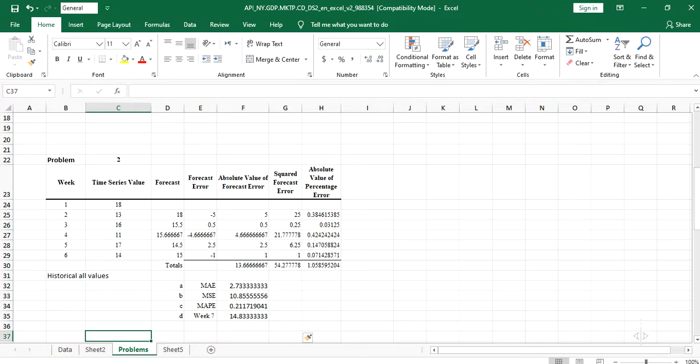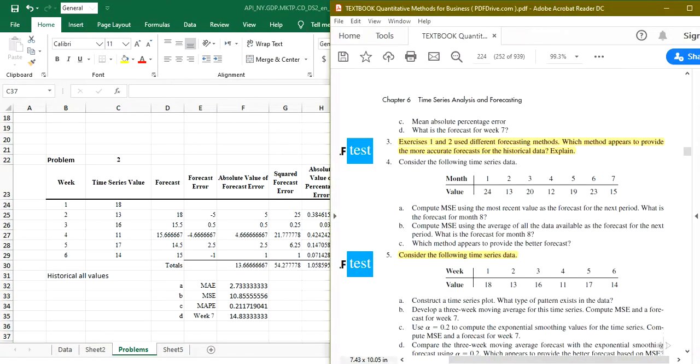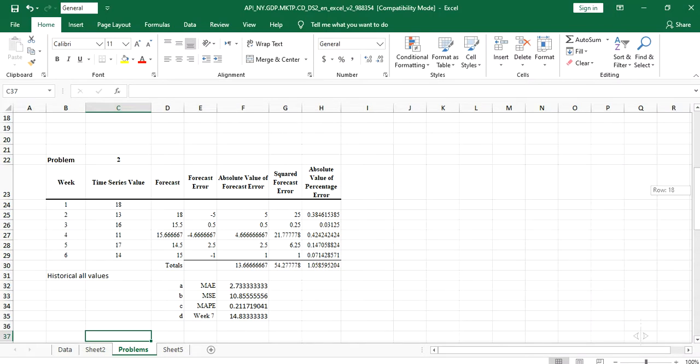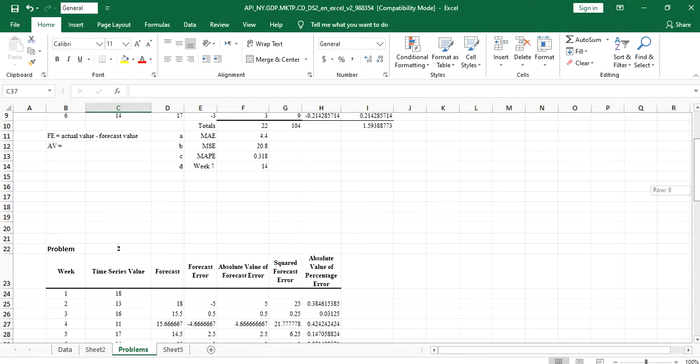Okay, so let's move to problem 3. It wants us to compare exercise 1 and 2, different forecasting methods. We use different forecasting methods. Which method appears to provide the more accurate forecasts for the historical data? Explain. Okay, as we said, the one with minimum forecasting errors is the preferred one.